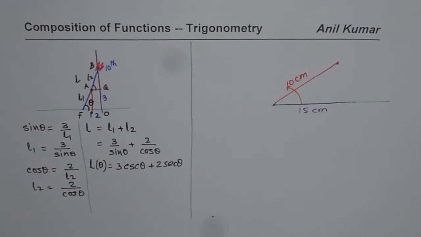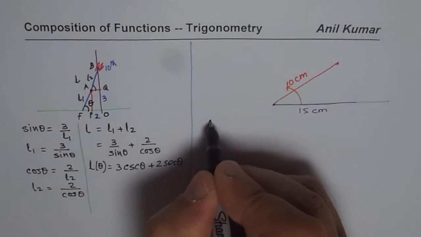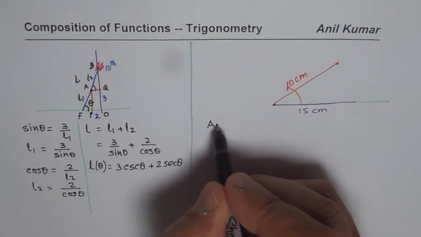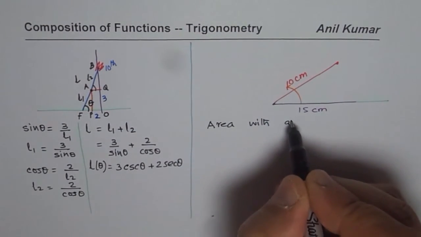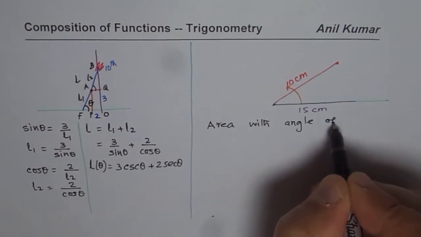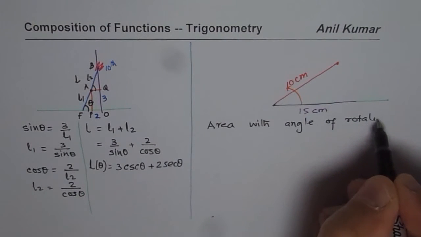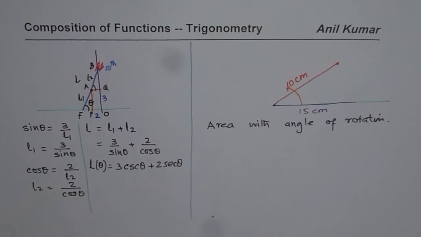Now we are rotating this rod, kind of like this. And we want to know, if we know the angle of rotation, what is the rate at which the area of the triangle is changing, right? So that means we are interested in the area of the triangle. So we are interested in a function which relates the area of the triangle with the angle of rotation. So that is the concept.